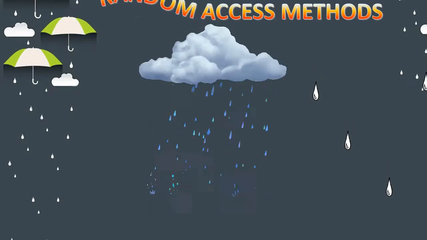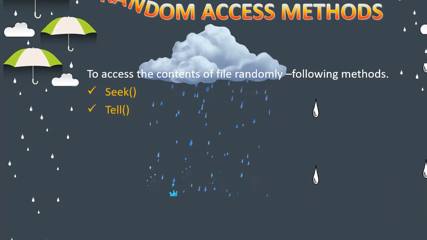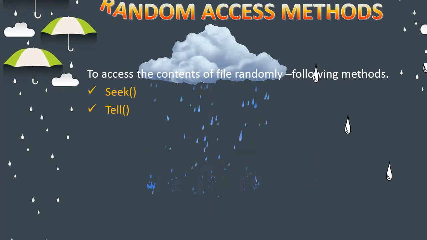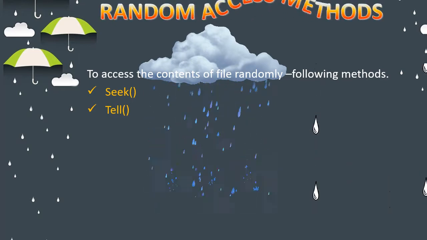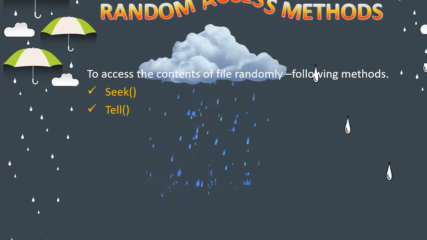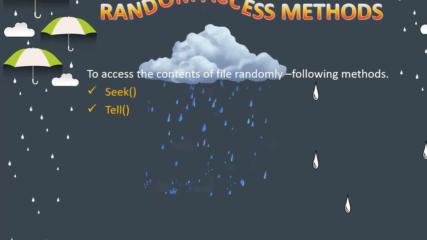In this video, we are going to see the random access methods in Python files: seek and tell. Random access means we can access the contents of the file randomly from any position, and we can also write to the contents at any position using the seek and tell methods.